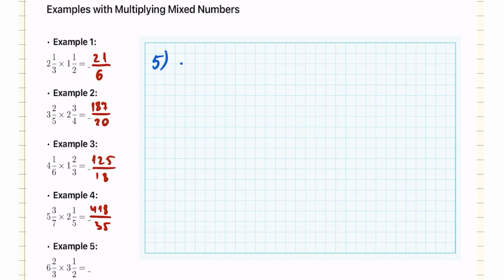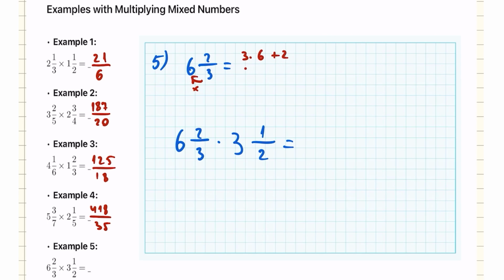And the last one, we have 6 and 2 over 3 multiplied by 3 and 1 over 2. We're doing the same thing. 6 and 2 over 3 equals... We need to multiply 3 and 6 plus 2 over 3. It will be 18 plus 2 over 3. That's 20 over 3.